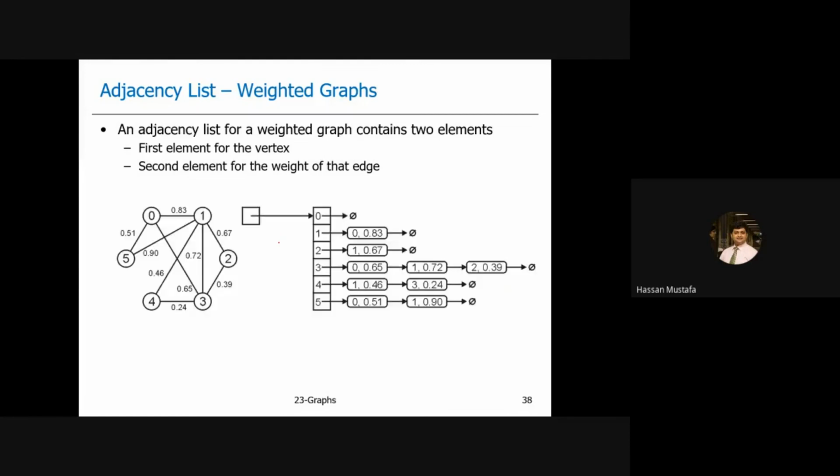So for the weighted graphs, what I do is that I store two values for one edge, that is the vertex and the weight. So this vertex 1 has an edge towards vertex 0 with a weight of 0.3. So both these values are stored inside the information of the edge. So here we have this array, and then these are the linked lists, and that's why it's called the adjacency list. So we have saved a lot of space here where the data was sparse.